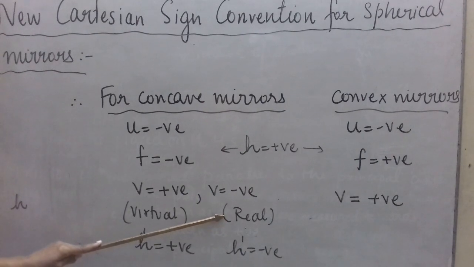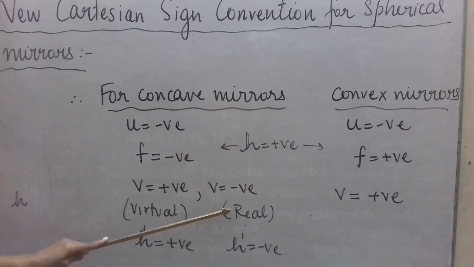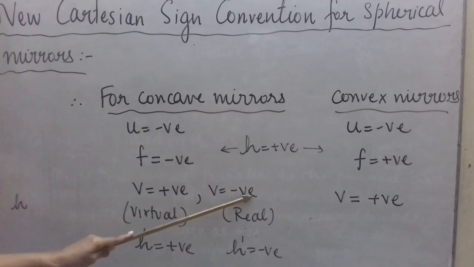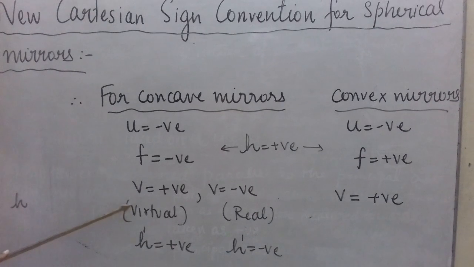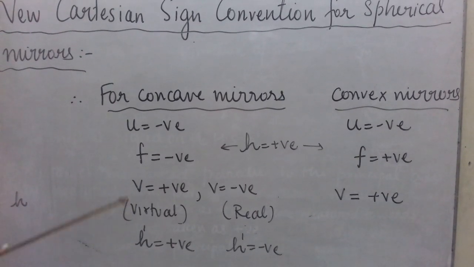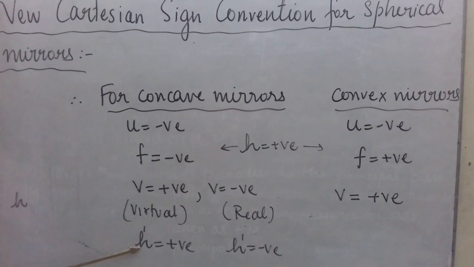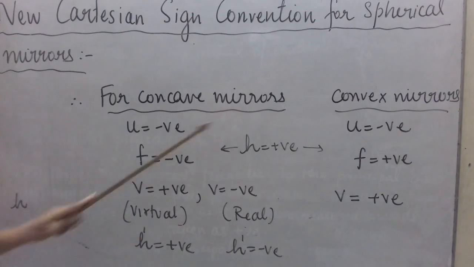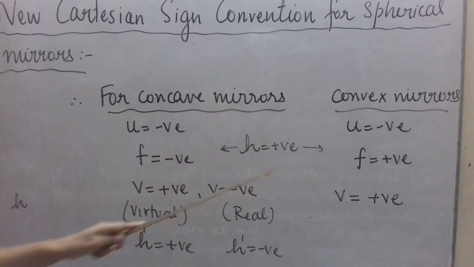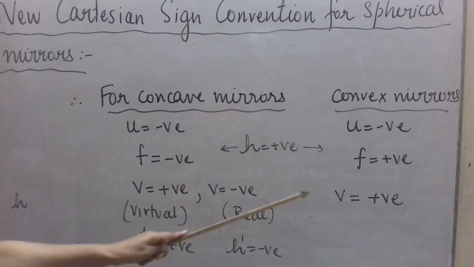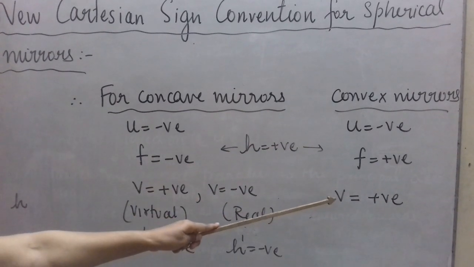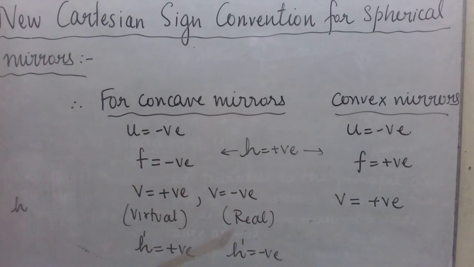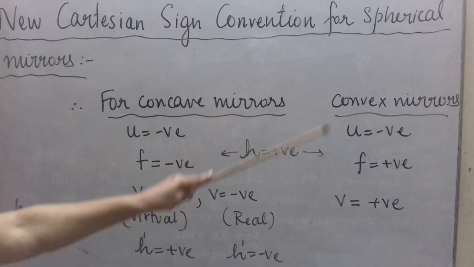And a real image is always real and inverted. Inverted means below the principal axis, so h dash is negative. v is negative for real image. For virtual image, since the images are virtual and erect, v is positive, and h dash is also positive because it is erect, above the principal axis. And in case of convex mirrors, we always get virtual and erect images. So in case of convex mirror, v is always positive. And also we know that since we get erect images, h dash will also be positive for convex mirrors.